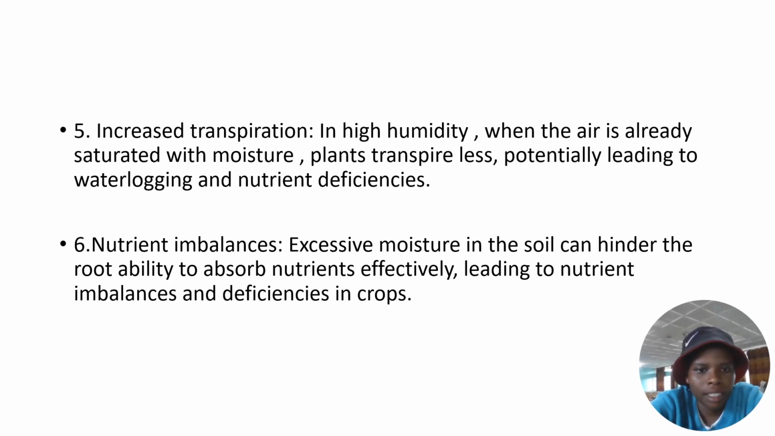Another effect is reduced transpiration. Transpiration is the process by which plants lose water as vapor. In high humidity, when the air is already saturated with moisture, plants transpire less, potentially leading to waterlogging and nutrient deficiency. Another is nutrient imbalance. Excess moisture in the soil can hinder the root's ability to absorb nutrients effectively, leading to nutrient imbalance and deficiency in crops.